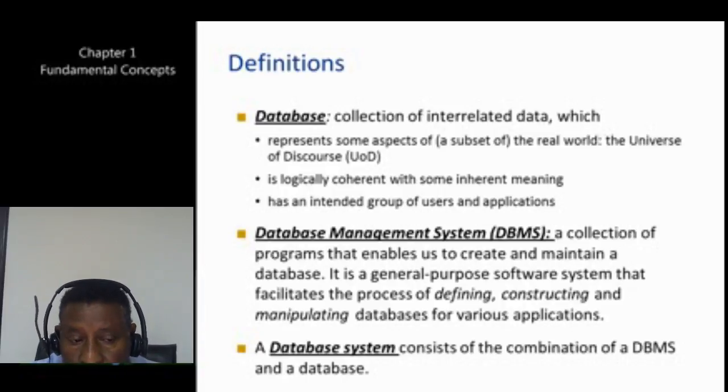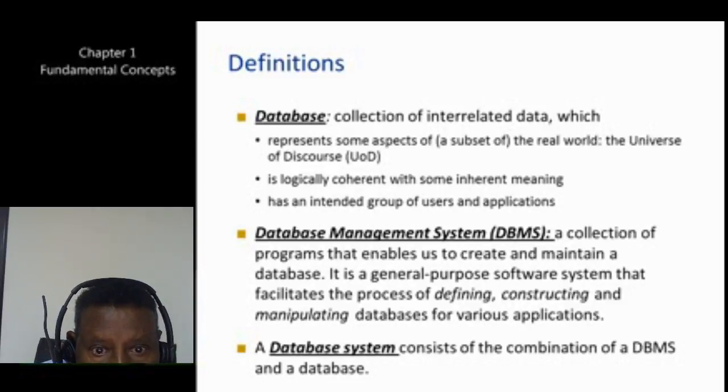A database is logically coherent. That means all the information items are connected: students, courses, professors, etc. And it has some inherent meaning. It is meaningful in a particular setting. It also has an intended group of users and applications. So you're going to have different users, like students, who are going to make use of the university administration system just to see what courses they can take or just to register for certain courses, for example.